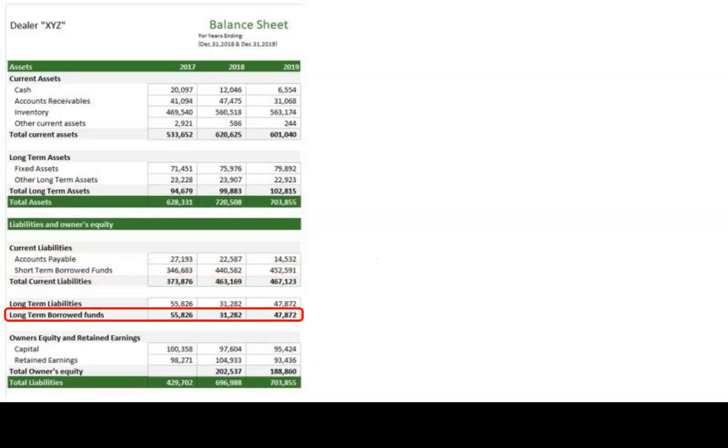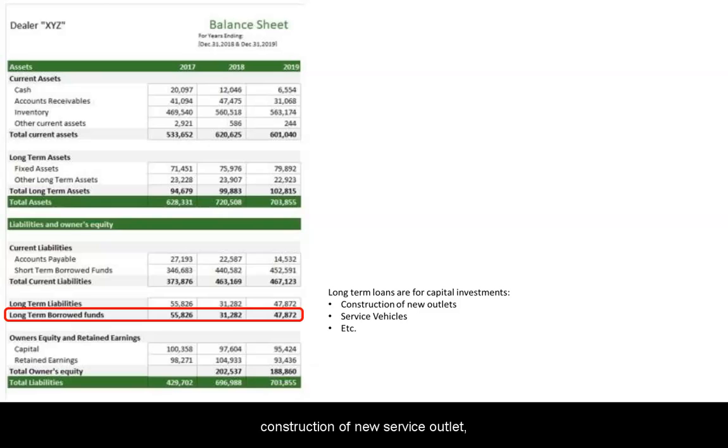Long-term loans. Long-term loans should be repaid in a duration of more than 12 months. Long-term loans are usually used for long-term projects, such as construction of a new service outlet, or purchase of some fixed asset.